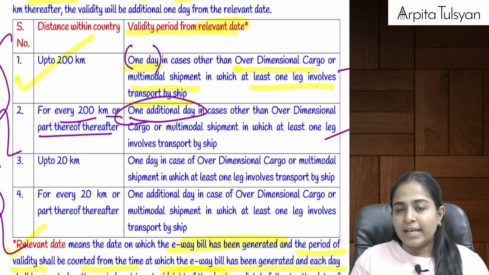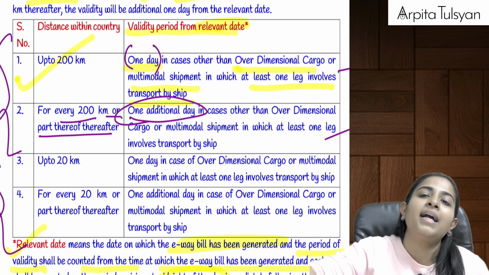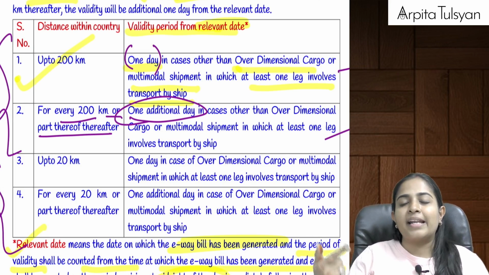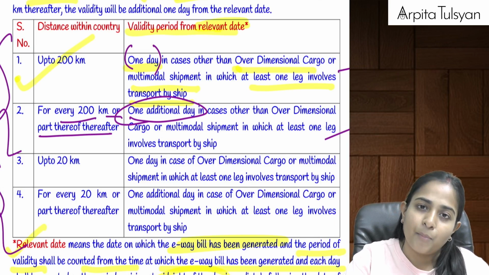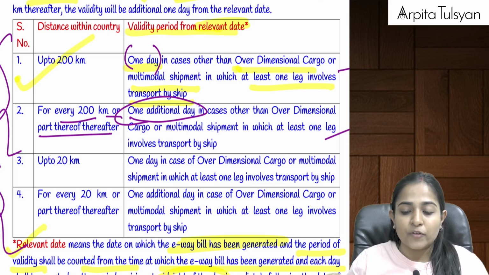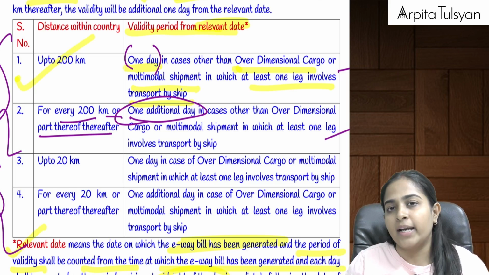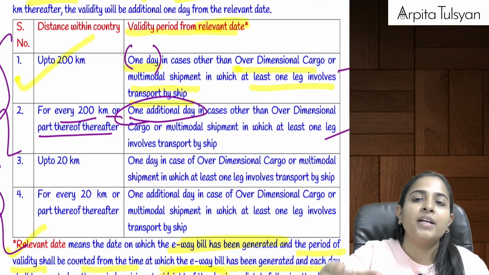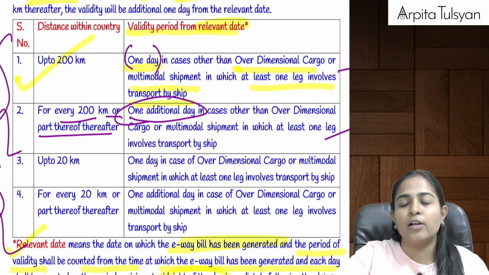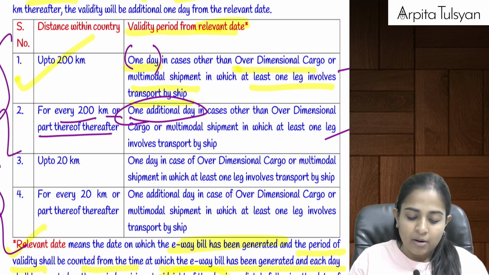Up to 20 kilometers, validity is equal to 1 day. For every 20 kilometers or part thereof, you are going to get an extra validity of 1 day more. Similarly, in case of a normal cargo, up to 200 kilometers, validity is equal to 1 day. And for every 200 kilometers or part thereof, you are going to get an additional validity of 1 day beyond that.